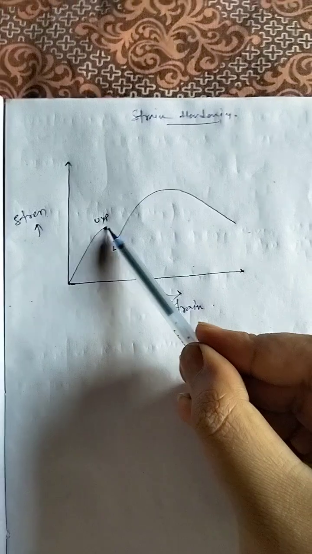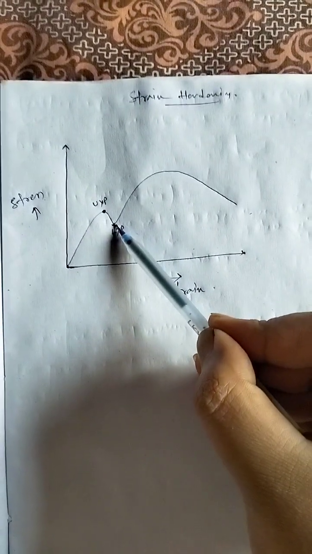So in this video, we basically discuss strain hardening. In a stress strain diagram, we observe the strain hardening phenomenon. At first we draw the stress strain diagram. So this is basically the stress strain diagram. This is the upper yield point and this is the lower yield point.